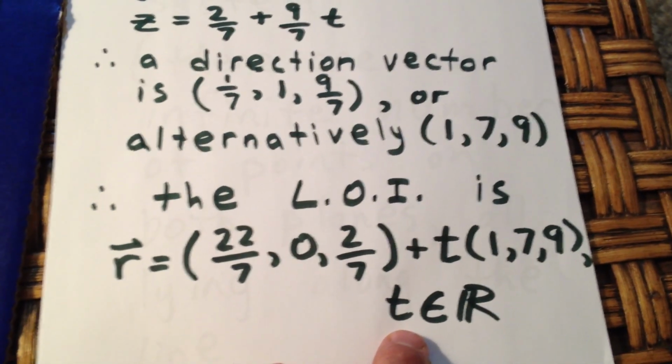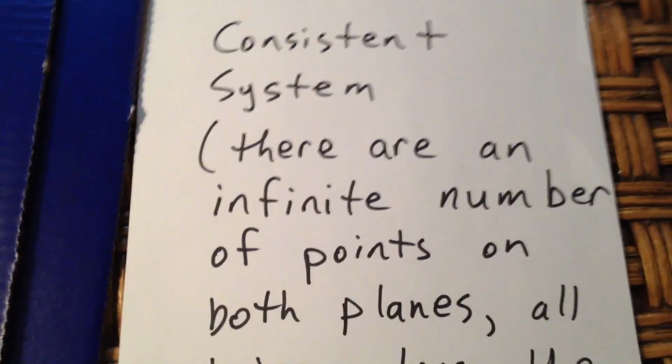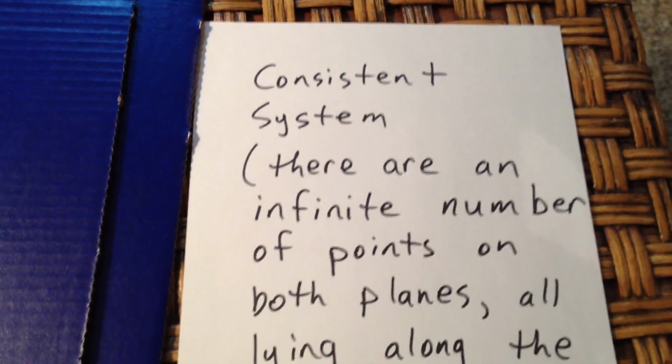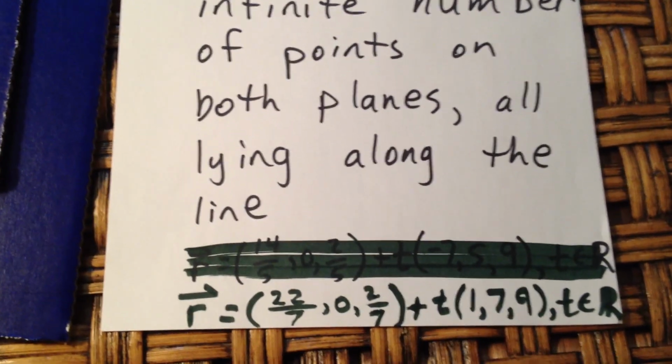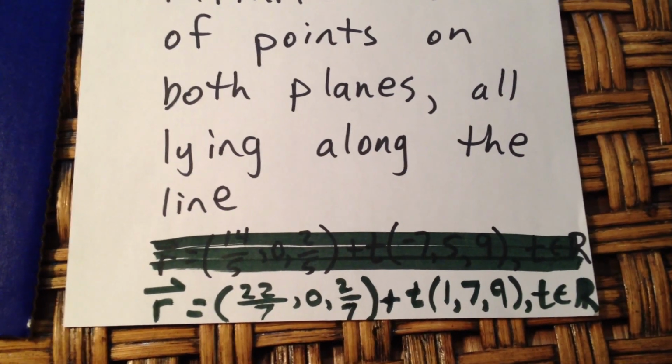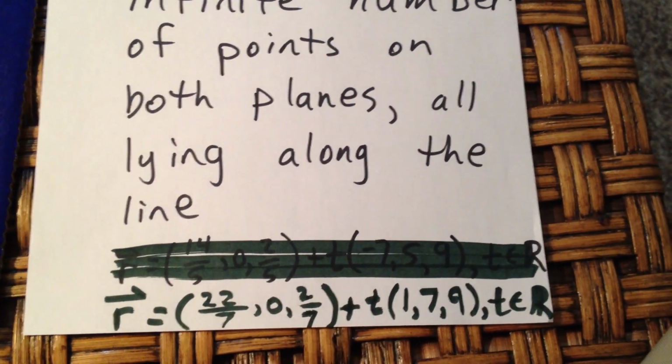So do we have a consistent or inconsistent system? Clearly we do have points of intersection, and they are along that line, which we've determined to have that equation. So in summary, we can say that we have a consistent system. There are an infinite number of points on both planes, all lying along the line shown there. And you can see I made a mistake the first time through, but that should be the correct answer.